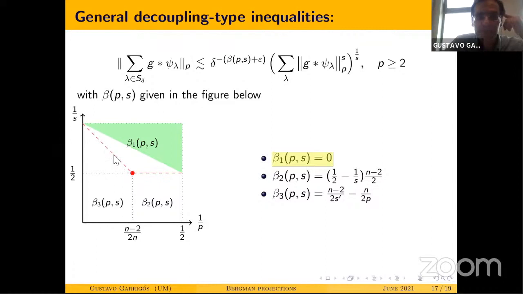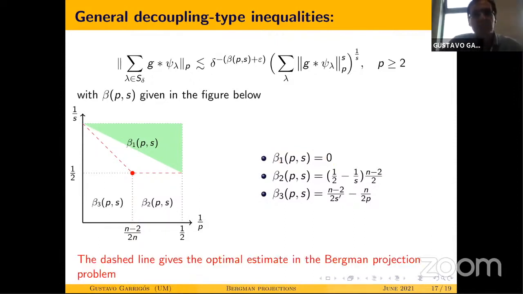And these s's and p's that correspond to this segment are the ones that are going to have beta 1 equal to 0, okay? And these are the ones that you need to use in the Bergman projection problem, all right? And then from this set, you can pass to here using Hölder's inequality, and you will have the sharp exponents that are used in other situations, which are these powers over here. Okay, these would be the powers that would appear here, but the sharp ones that we need are these ones.